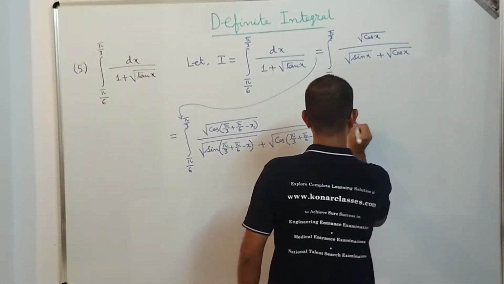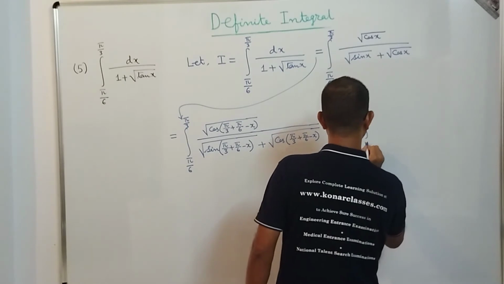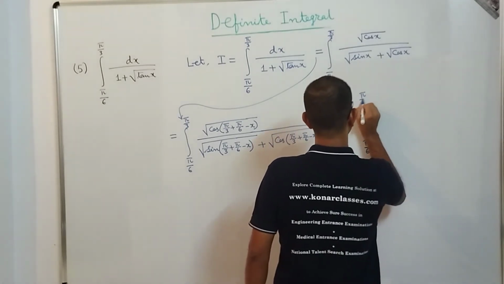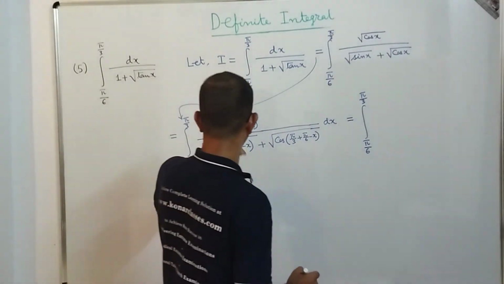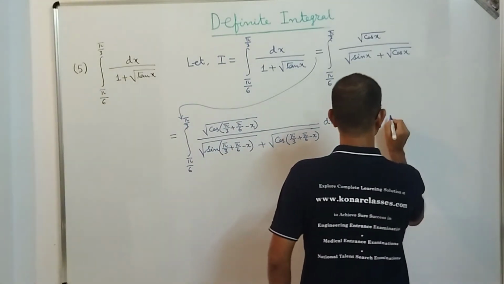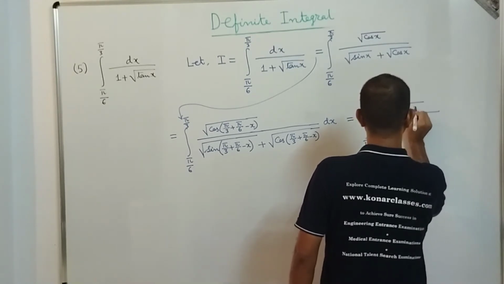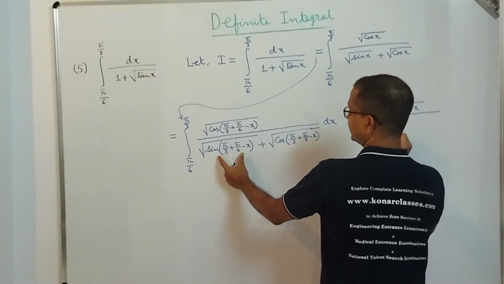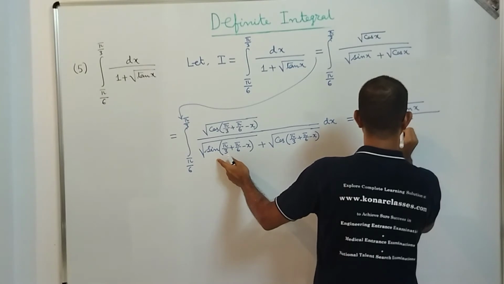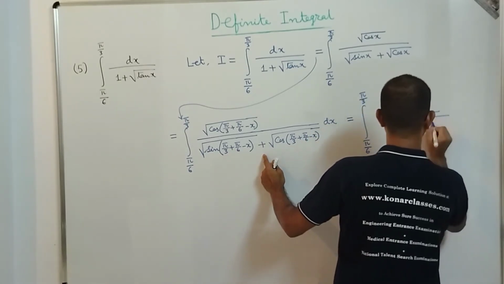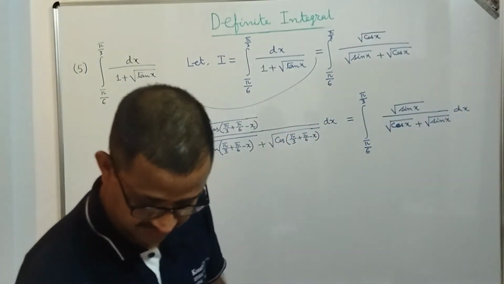So we can write this is equal to integration pi by 6 to pi by 3. Pi by 3 plus pi by 6 is equal to pi by 2, so square root of cos (pi by 2 minus x) means square root of sin x. And here we get sin (pi by 2 minus x), that means cos x, so square root of cos x plus square root of sin x dx.